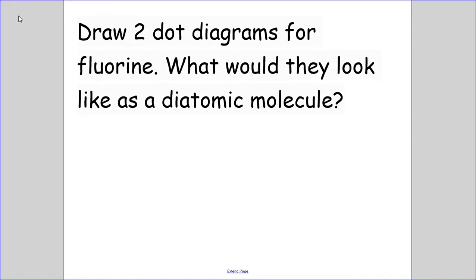So for this one, draw 2 dot diagrams for fluorine, and then what would they look like as a diatomic molecule. So pause the video, see if you can draw it, and come back when you're ready.